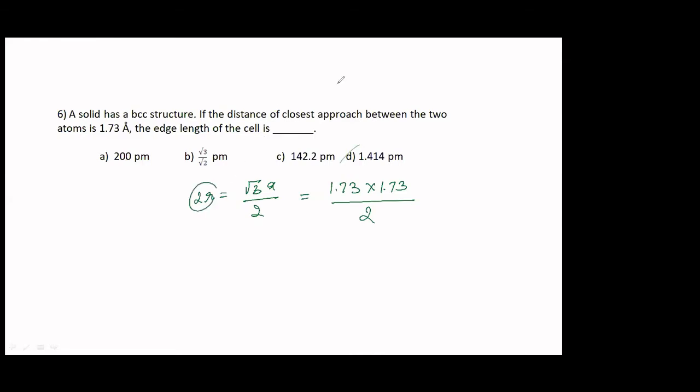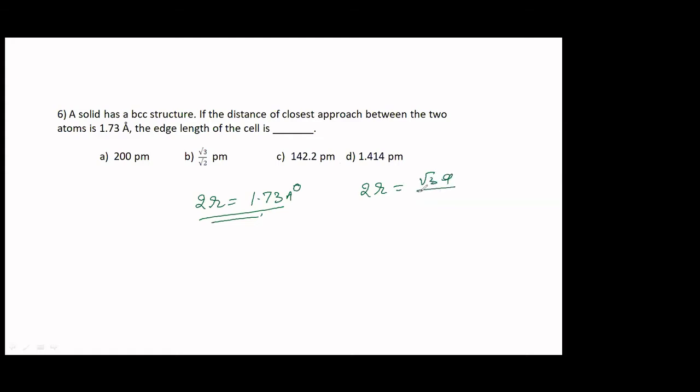Just a moment. Okay. So 2r is equal to 1.73 angstrom. This is what is given to you. So 2r is basically equal to root 3a upon 2. So you have to substitute for this. 1.73 is equal to root 3a divided by 2. So a should be equal to 2 into 1.73 divided by root 3. This gets cancelled. It will be equal to 2 angstrom, which is nothing but 200 picometers.